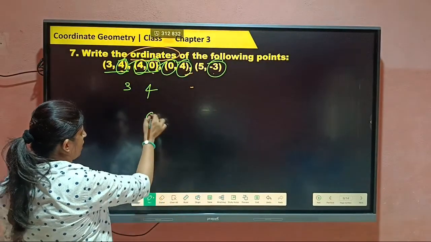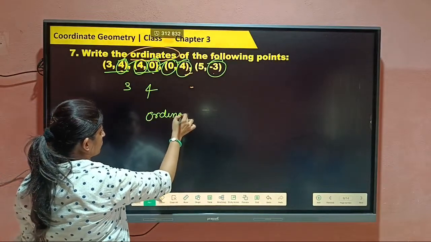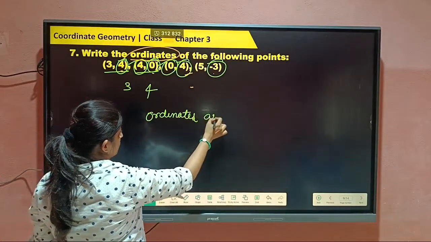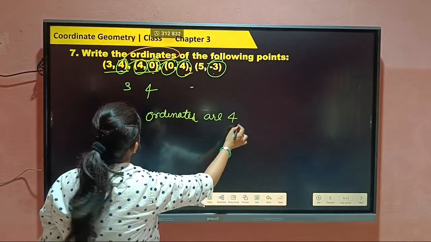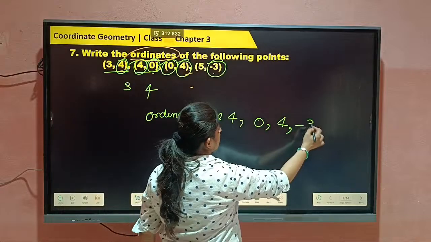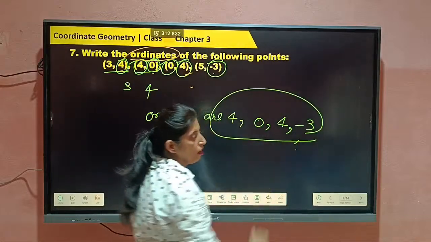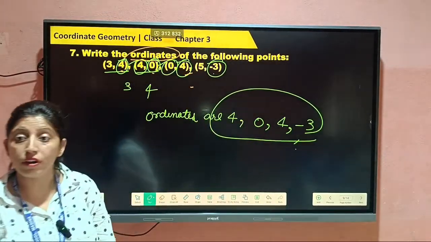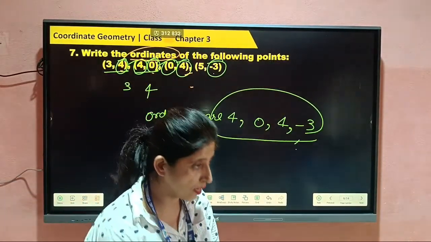So ordinates are first 4, then 0, then 4 and then -3. These are the ordinates for this, because ordinate lies on the y-axis, right?